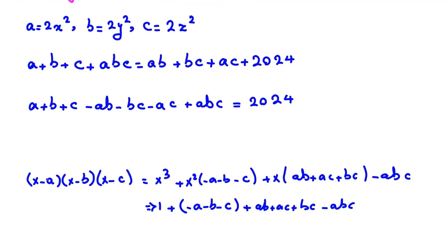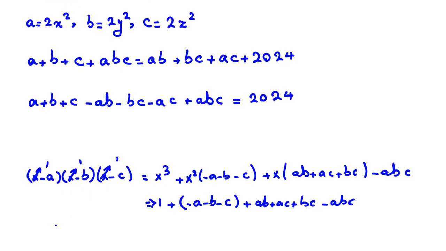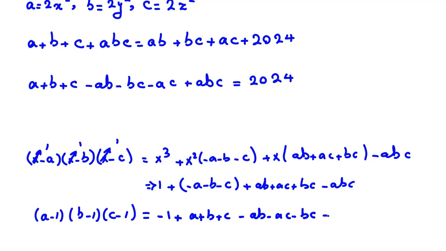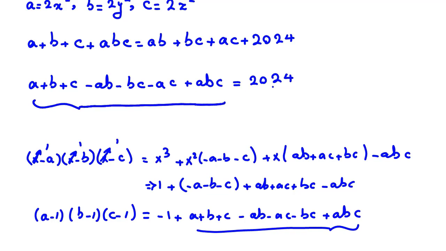So we should multiply by negative 1. I said if x is 1, this factorizing will be what? You can write, multiplying by negative 1, a minus 1, b minus 1, c minus 1, equal to negative 1 plus a plus b plus c minus ab minus ac minus bc plus abc. Okay, so this term is what? This term is this.